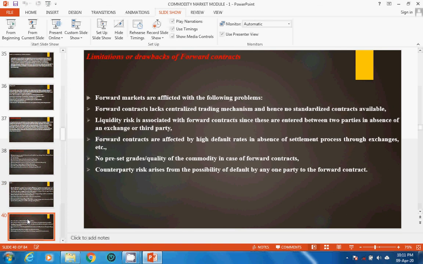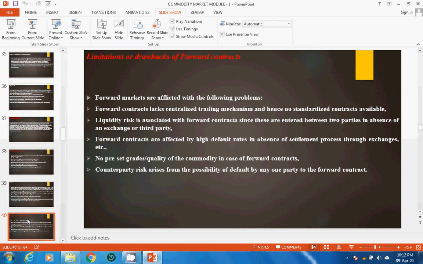Let's understand some of the limitations of forward contracts. Forward markets are afflicted with the following problems. Number one, they lack a centralized trading mechanism and hence no standardized contracts are available. Liquidity risk is associated with forward contracts because of the storage problem. Since these are entered between two parties, in the absence of an exchange or third party, the contract is negotiated only between two parties.